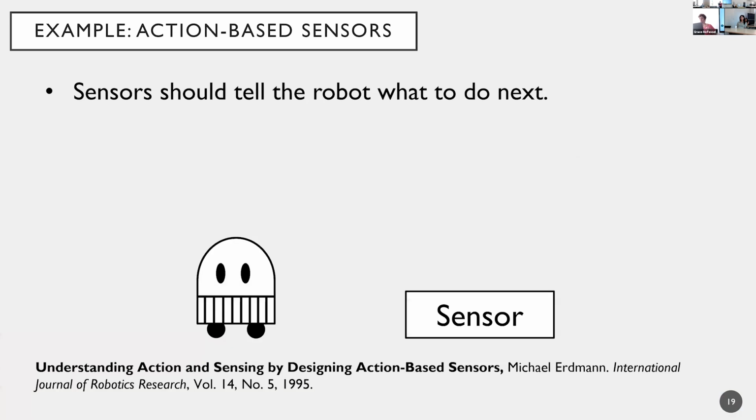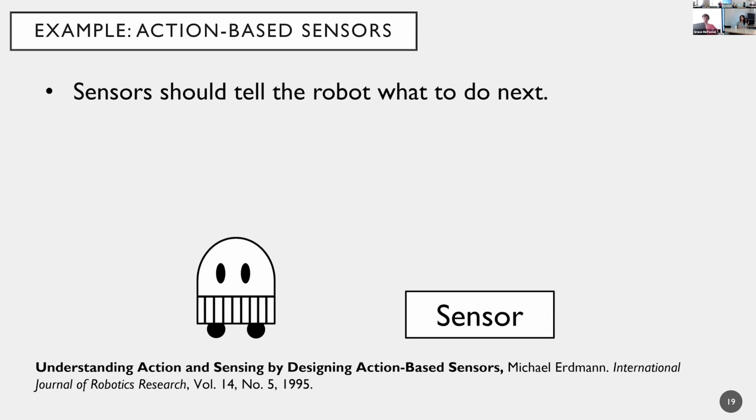And then, most importantly, theoretical sensors allow us to get quite broad about what a sensor is allowed to be. And this can be very useful for us as designers and for the rest of the talk. So our final example, and most relevant to this work, is Michael Erdmann's 1995 paper, Understanding Action and Sensing by Designing Action-Based Sensors. This goes further than our previous examples and states that sensors should actually only give actions. Sensors should just tell a robot what to do next.